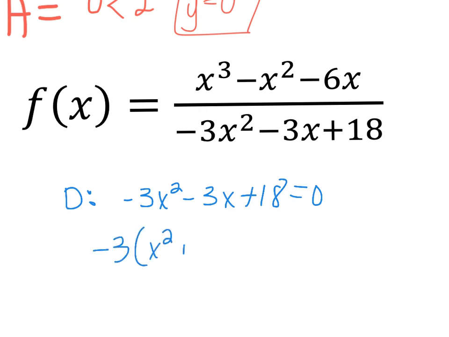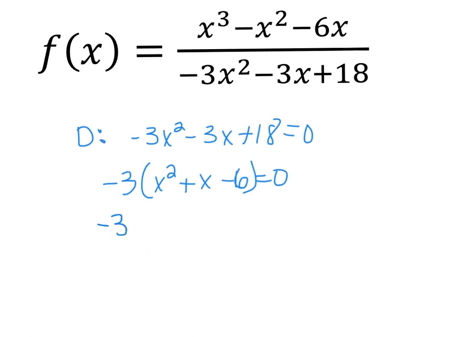This becomes x squared plus x minus 6 equals 0. So I have negative 3. Factor this. Factors of negative 6 that give me a positive 1 when I add. X minus and x plus. What? I want a positive 1 when I add. 3 and 2 I agree with, but what are the signs? Negative 2 and a positive 3.